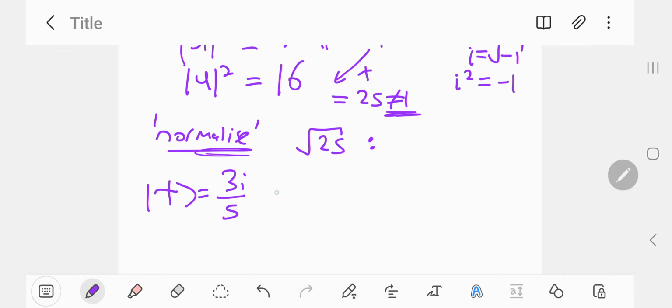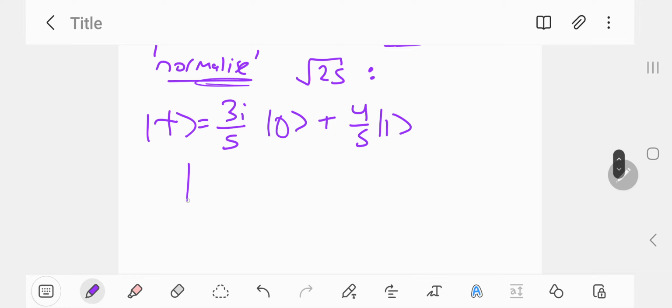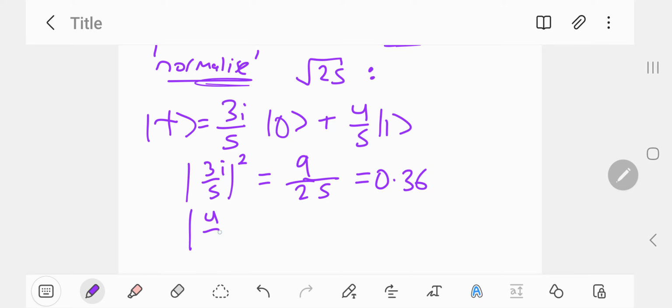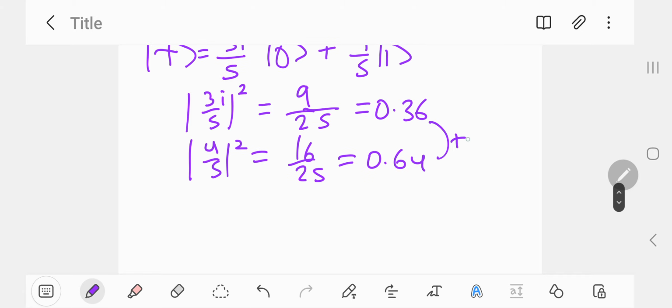If I rewrite psi again like this, it is 3i divided by 5 basis state 0, plus 4 divided by 5 basis state 1. Now if we take the probabilities of each component squared, that gives us 9 over 25, which is 0.36. The absolute value of 4/5 squared gives us 16 over 25, which is 0.64. If you add these two up, you get 1, which now makes sense.